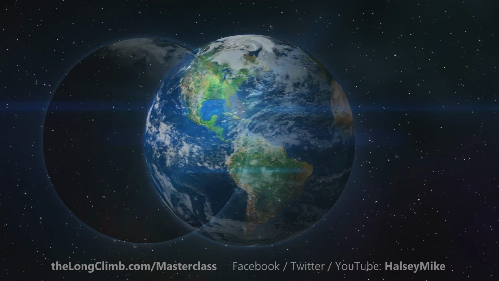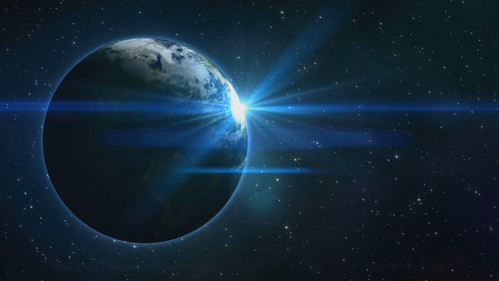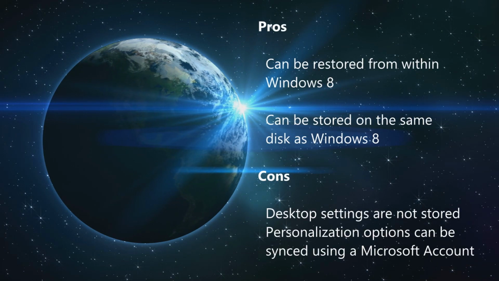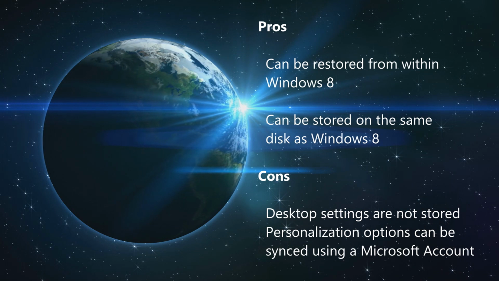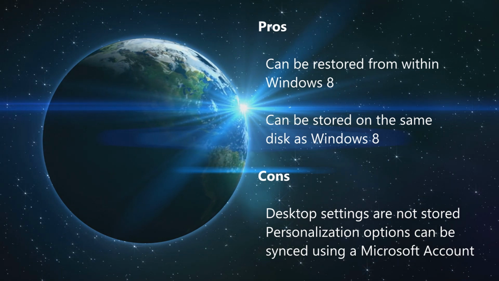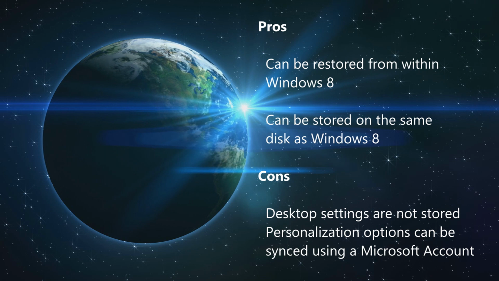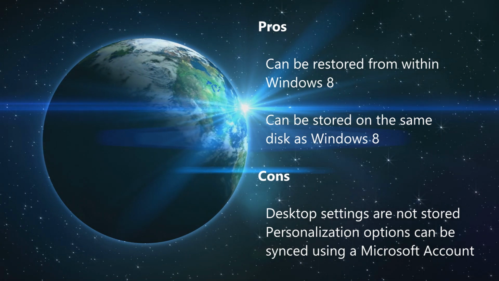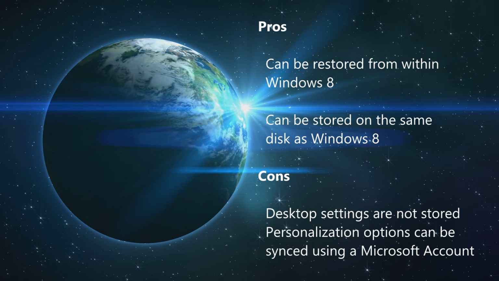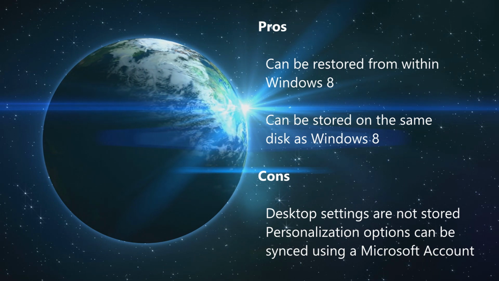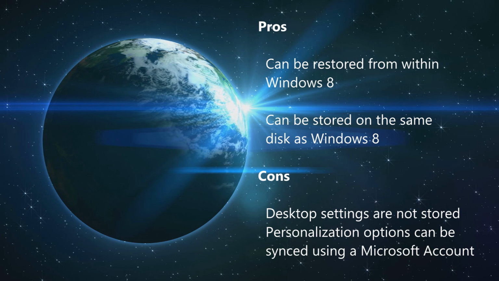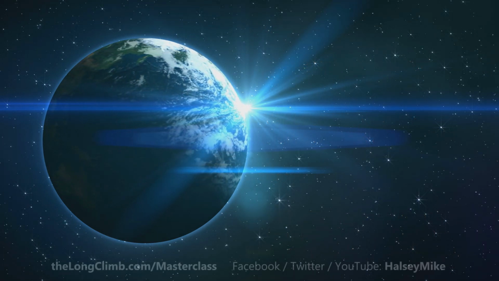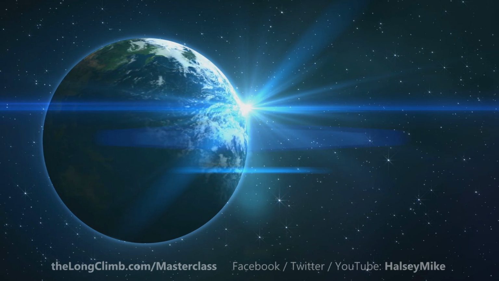The first way is to create a custom refresh image. This has several advantages in that it can be restored from within Windows 8 itself, and it can be stored on the same disk as your Windows installation. What it won't do is store all of your settings. So when you've restored it, whilst your apps and programs might be there, you will still need to reconfigure a few settings. Let's have a look at how we create a custom refresh image.